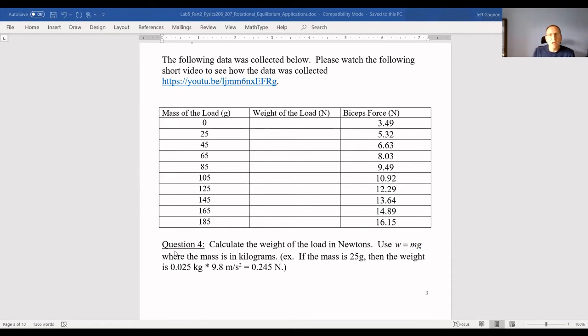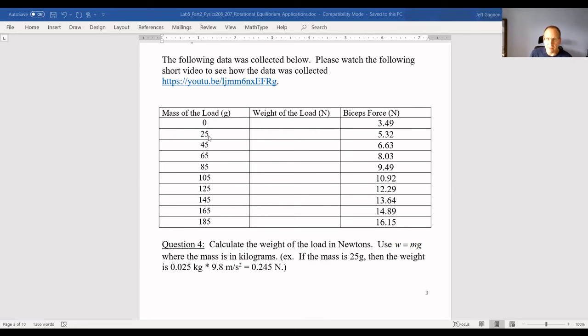All right, so question 4. First thing I need you guys to do is you need to find or calculate the weight of the load in the hand. We know the mass of the load in kilograms. Now we want to know the weight of the load in newtons. Well, that's no problem, right? Because remember, to figure out the weight of something, it's just going to be equal to mg, right? Mass times the acceleration due to gravity. But you have to make sure you're in the right unit. So the mass has to be in kilograms, and then g will be 9.8.